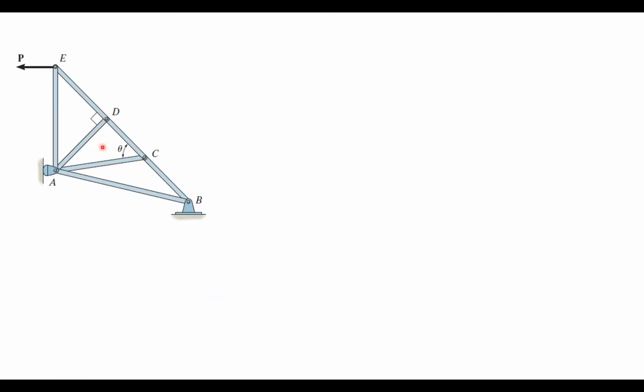Okay, the non-collinear one, for example AD, and this one, DC and B is collinear, right? AC, okay, in this case it's AC and AD. Those two will be zero force members. Okay, so it's only two types.